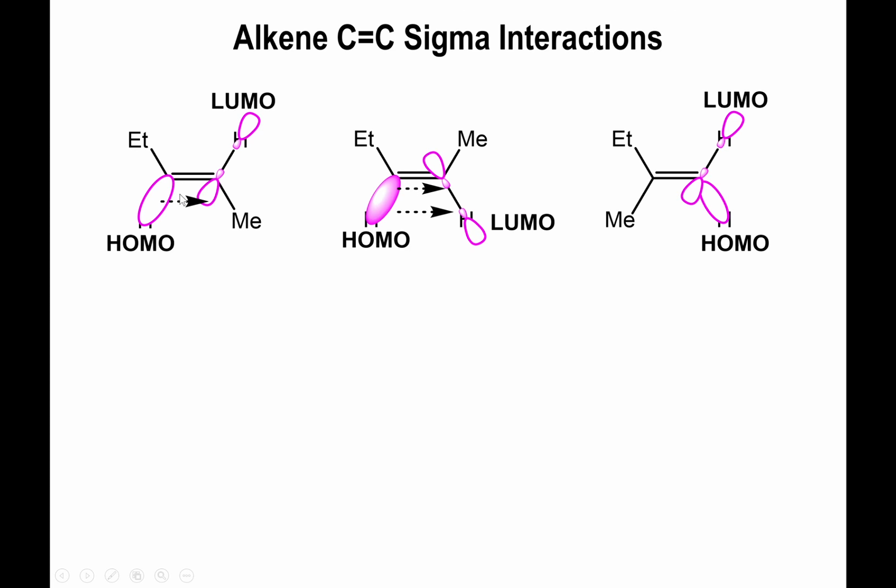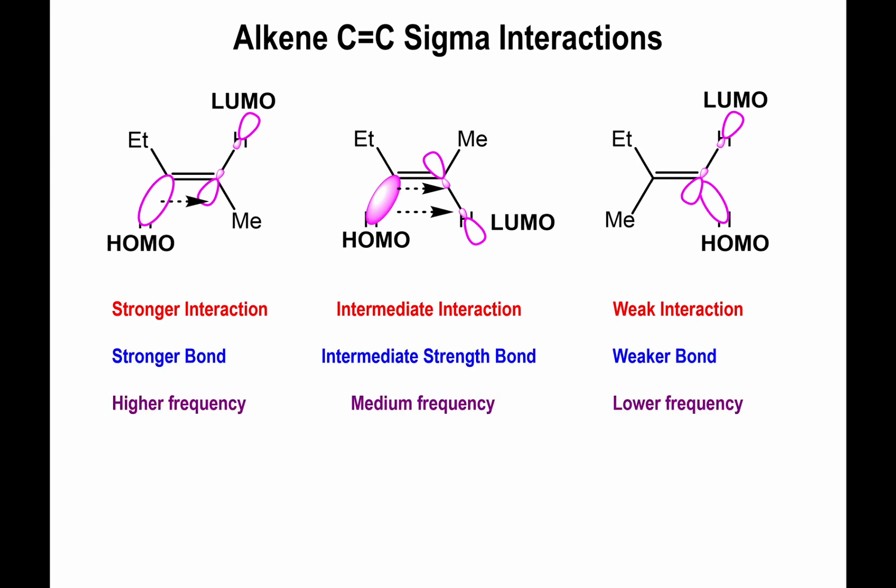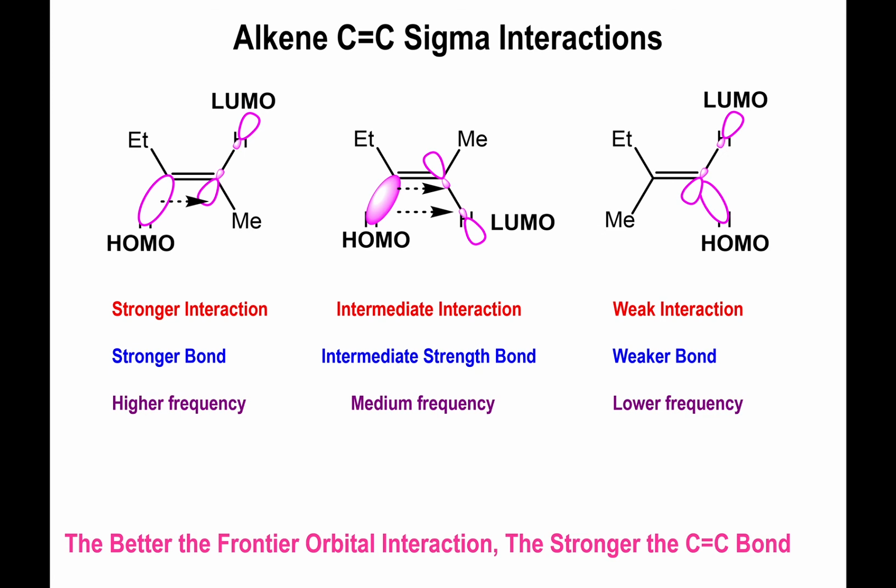And as a result of having the best overlap between the HOMO and the LUMO orbitals, you have the strongest carbon-carbon double bond in the series. So that's really, really interesting to see. All right, so ultimately, yes, you're going to have the stronger bond with your trans configuration, intermediate strength with the cis, and the weaker one with the geminal case. And so this is manifested in the infrared spectrum by having higher frequencies for the stronger interactions and lower frequencies for the weaker interactions. It's a great way of telling what's happening electronically with your molecules.